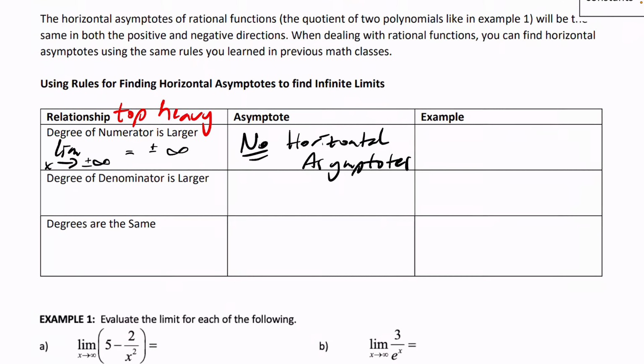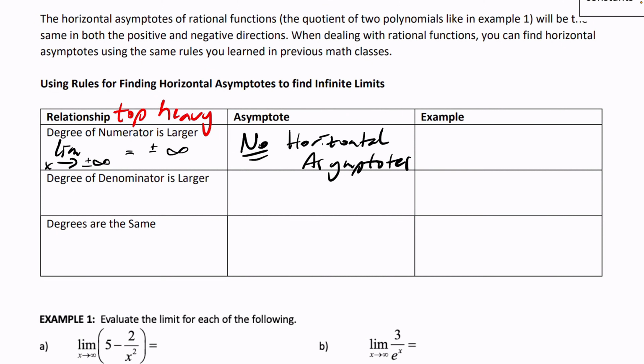Okay? So if something is top heavy, your answer is either going to be positive infinity or negative infinity, the limit. And you don't have to worry about horizontal asymptotes because it won't have any. It will not have any.